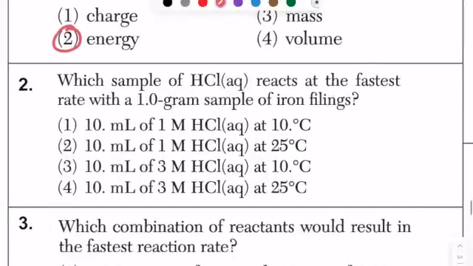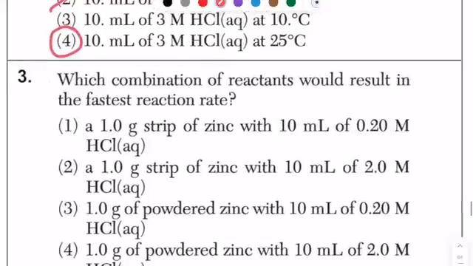Which sample of HCl reacts at the fastest rate with a 1 gram sample of iron filings? So we are comparing the concentrations here. Out of 1 mole and 3 mole, if you have a higher concentration, that one is going to react faster. And if you have a higher temperature, then that is also going to react faster. So right here is your correct answer.